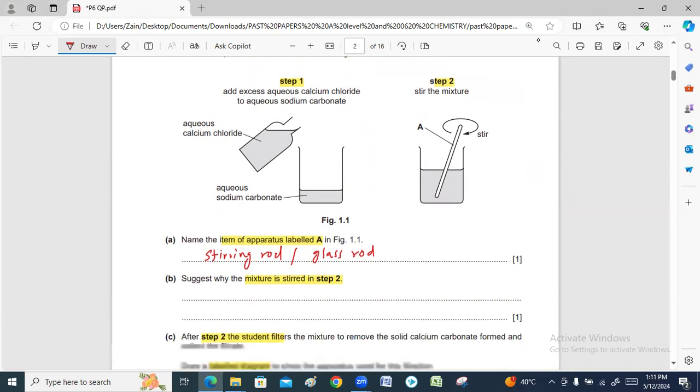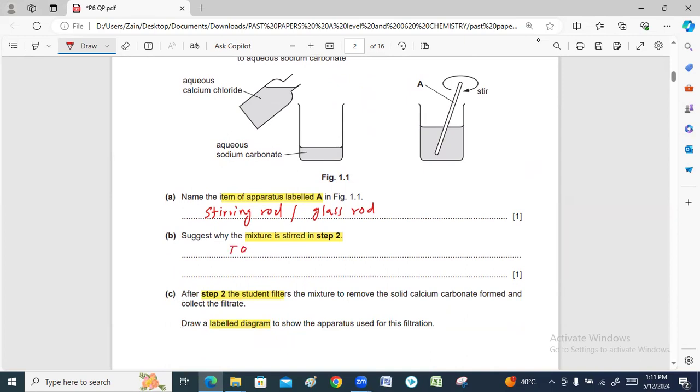Definitely, the purpose of the stirring rod is to mix the reagents together. Or we can say that this can also be used to increase the rate of reaction. Without mixing, this reaction may take some more time.